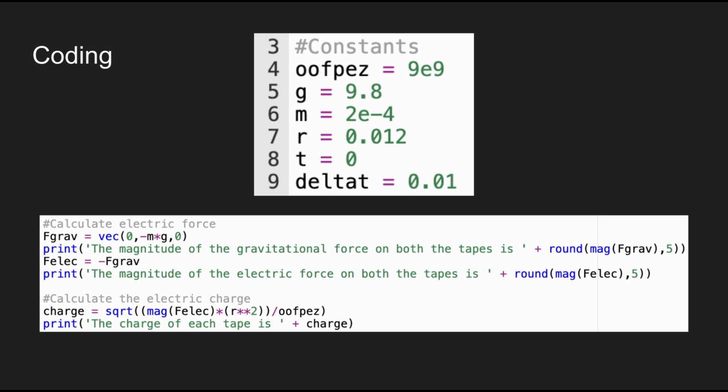Next, I calculated the value of the electric force. Since the tapes had zero change in momentum, their net force was zero. This fact was used to determine that the electric force was equal and opposite to the gravitational force.